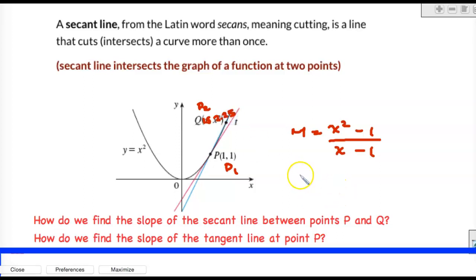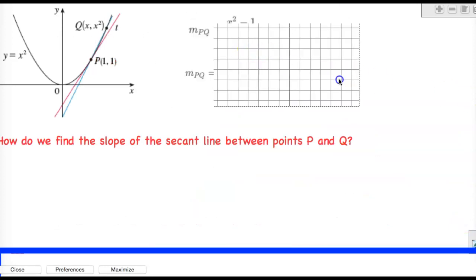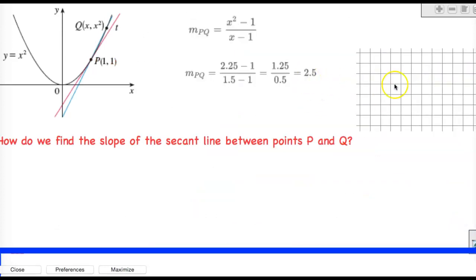So that would be 2.25. So if you find that slope, you're going to get m to be 2.25 minus 1, all over 1.5 minus 1. And when you do this calculation using your calculator, that is going to give you 2.5. So the slope of that secant line, with Q at 1.5 and 2.25 and P at 1, 1, will be 2.5.